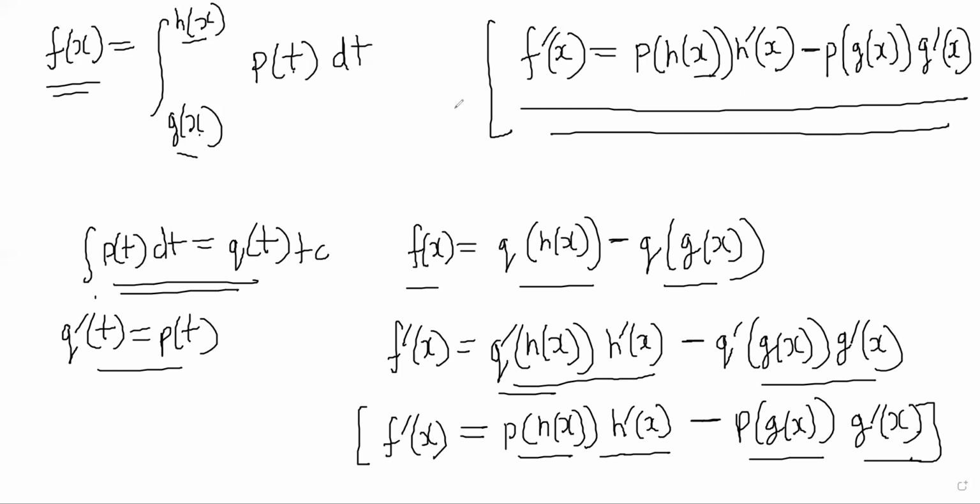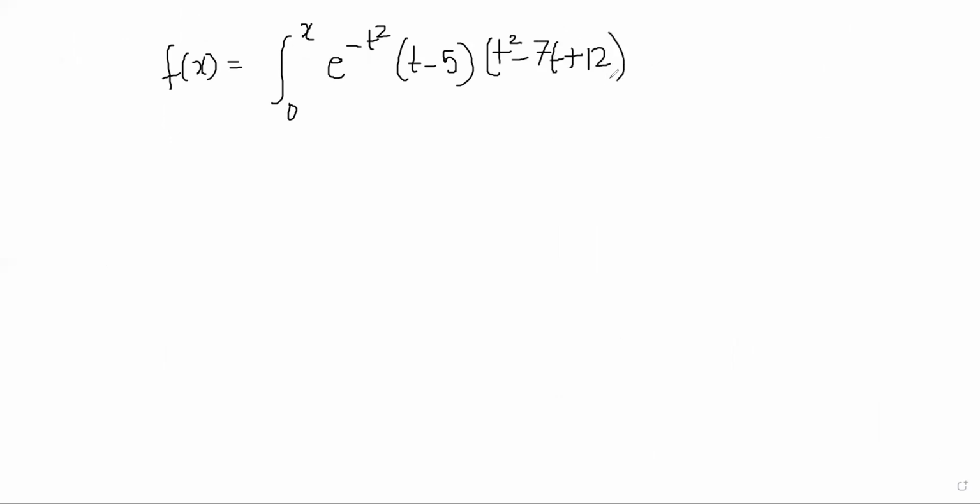So in this particular question, we have f of x given in that form only. f of x is given as the integral from 0 to x of e power minus t square, t minus 5, t square minus 7t plus 12 dt. And you have to say something about the maximum, minimum or the increasing, decreasing properties of f of x. So obviously you should differentiate that.